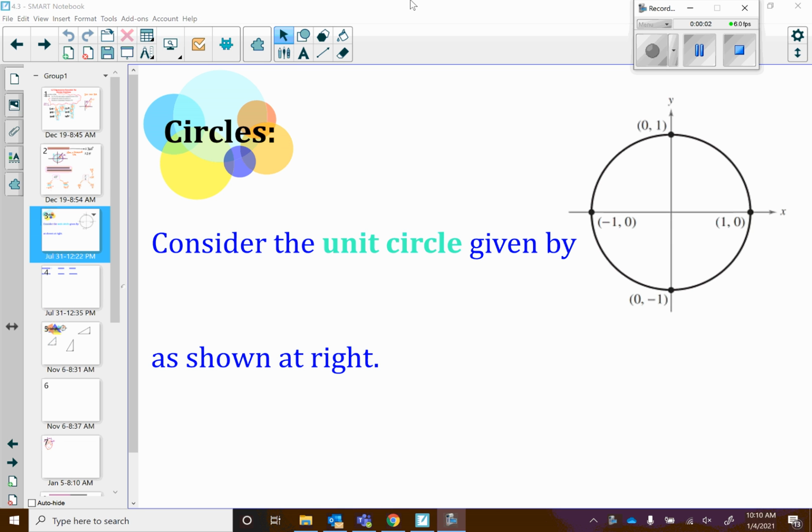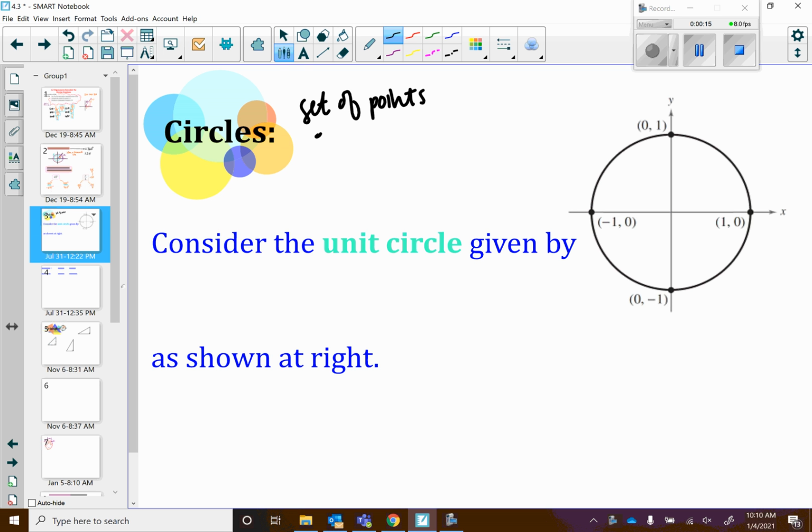Hello, Honors Trade Pre-Calc. We are taking some notes on the rest of 4.3. So we're going to first mention what we know a circle to be. And circles, if you remember, are the set of points that are equidistant, the same distance, from a center point.